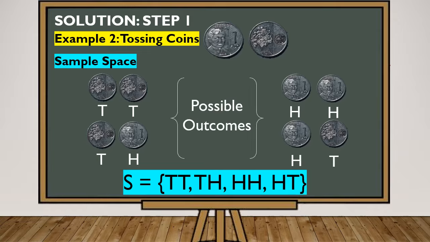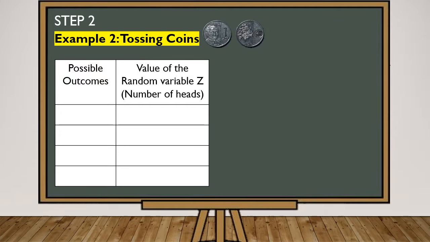So we have the sample space: TT, tail-tail; TH, tail-head; HH, head-head; and HT, head-tail. So take note, these are just possible outcomes. We are not sure which will occur upon tossing 2 coins. Any of these 4 outcomes may occur. So you can try it. Try to toss 2 coins. I am sure the result would be any of these outcomes. For our step 2, we're going to determine the values of the random variable, the number of heads. So the possible outcomes from our sample space are first TT, TH, HH, and HT.